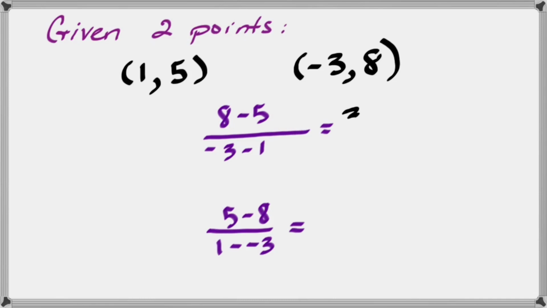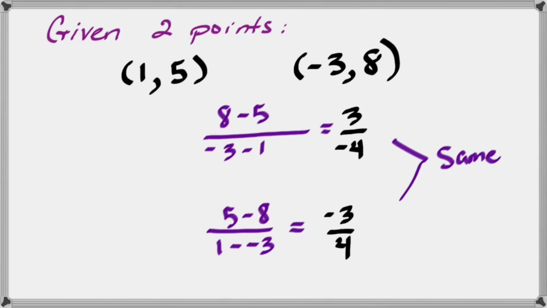Take a look at our final answer. We're going to get a 3 over negative 4. And on the bottom one, we're going to get a negative 3 over 4. In both cases, we are getting the same slope. So there is your practical way of calculating slope.